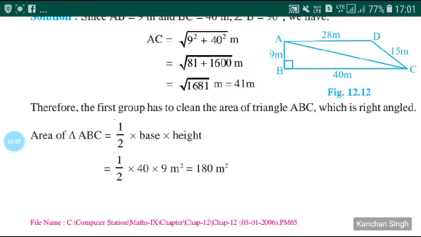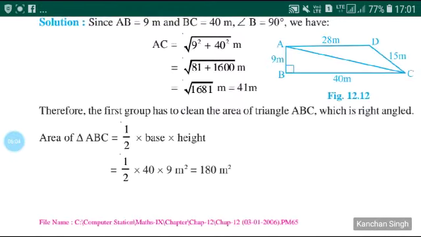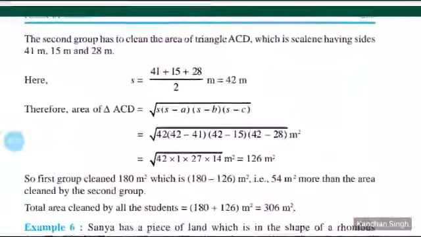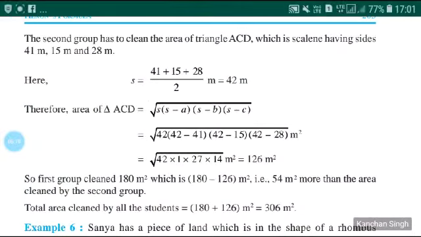So, the first group has to clean the area of triangle ABC, which is right angled. And we know that area of triangle ABC is equal to what? Half into base into height. So, 1 by 2 into 40 into 9 is equal to how much? 180 meter square.